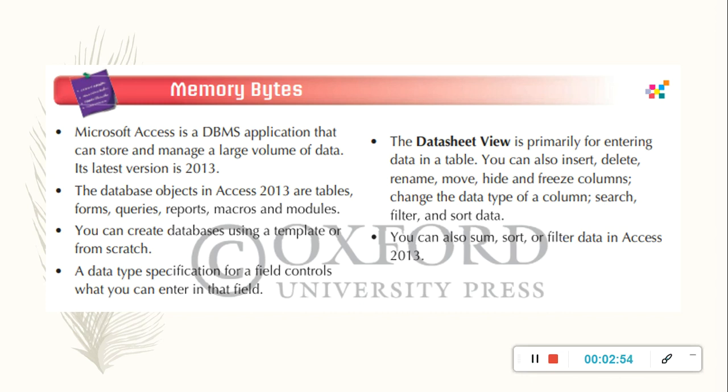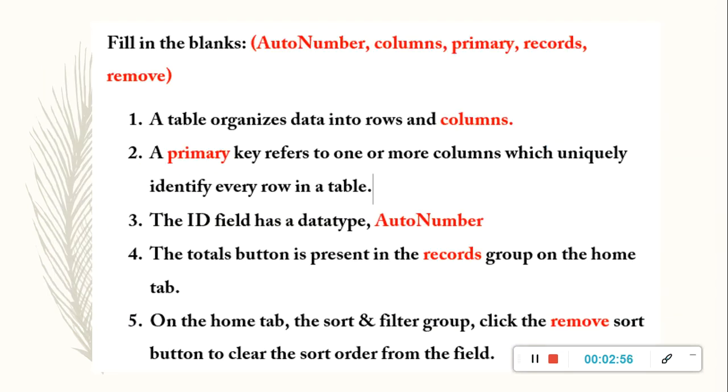Next you will have the fill in the blanks which are there at the end of your chapter. The options are given over here, but in your unit test only two options will be given, so you need to select the correct option. See the first fill in the blank: whatever is in the red color is your answer. The table organizes data into rows and columns.